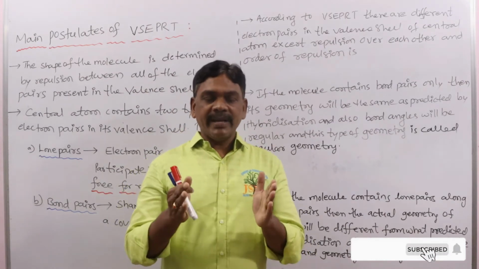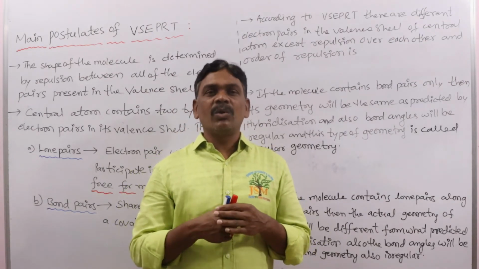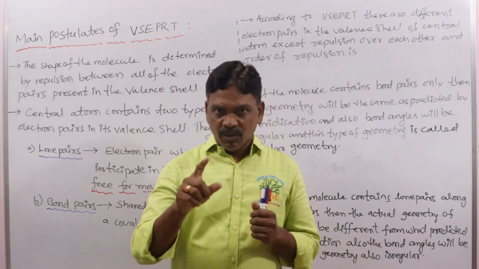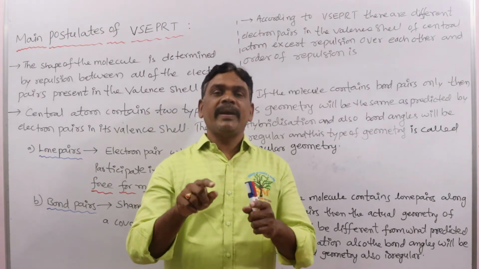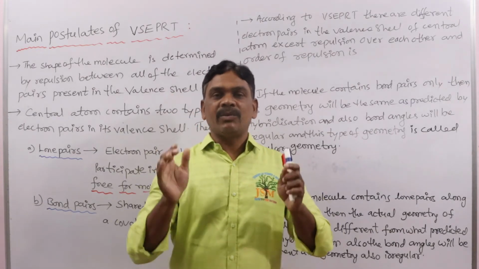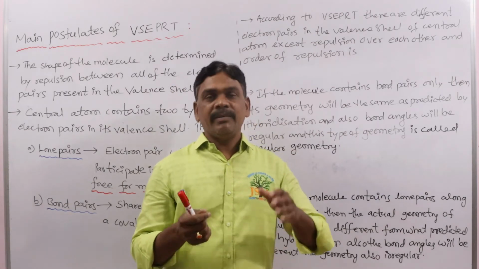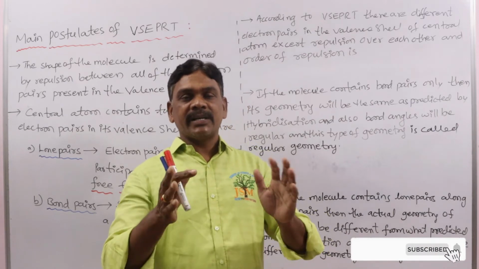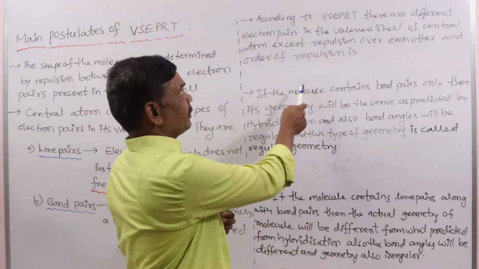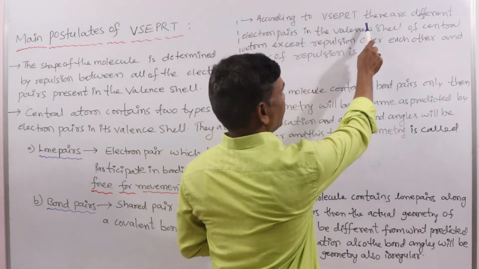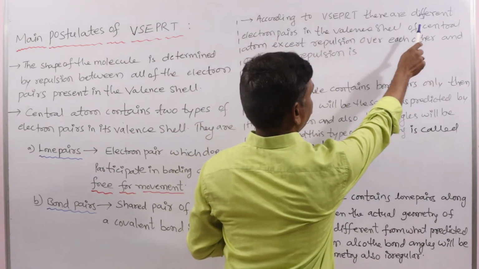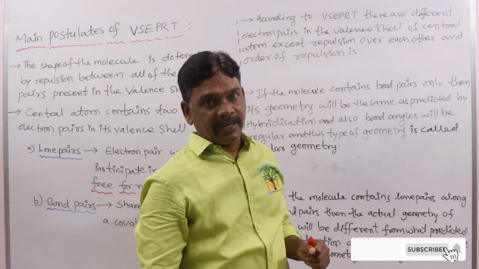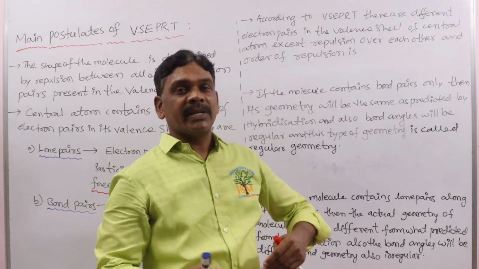So why are repulsions occurring between them? Lone pairs occupy more space around the central atom. That's why repulsions occur between lone pairs and bond pairs. So that is the next point. According to VSEPR theory, there are different types of electron pairs in the valence shell of the central atom, and compulsorily repulsions take place between them.